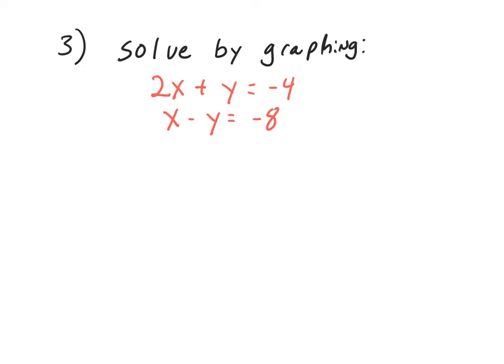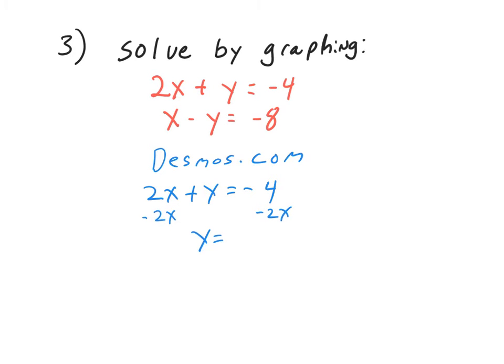Number 3 says solve by graphing. So we're going to go to desmos.com and graph these. Before we do that, though, we need the y by itself. So let's do, for the first one, we have 2x plus y equals -4. So I'm going to subtract 2x from both sides. And I'll get y equals -2x minus 4. There's our first equation.